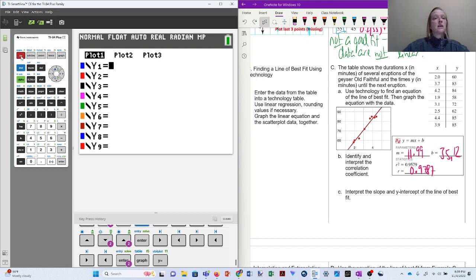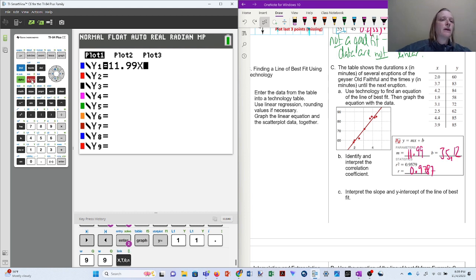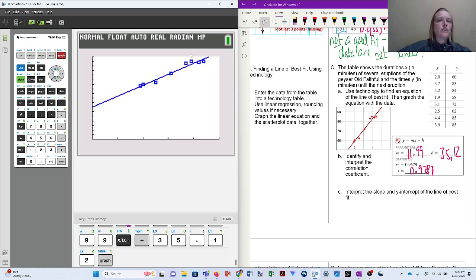So I'm going to type in 11.99x, and you can choose the x button up here next to alpha, plus 35.12. And now when I go to my graph, I do see that line of best fit incorporated on top of my scatter plot.